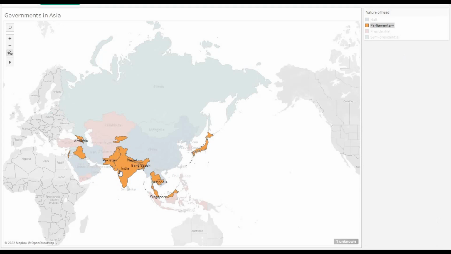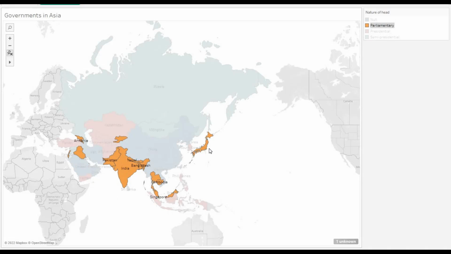So if we just see a few cases, here we can see India, Pakistan, Nepal, Bangladesh, or even Kyrgyzstan, Georgia, Iraq, Japan. These have a parliamentary system of government. And just a few minutes ago, we saw that Japan had a monarchy and they still have a parliamentary system.